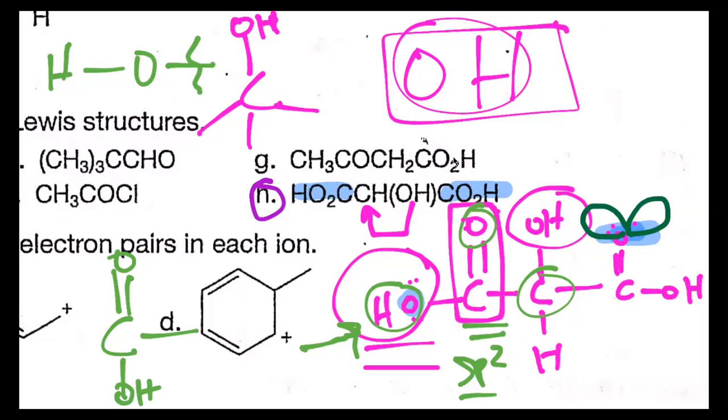So how many groups does it have around it? 3. It's got the 2 lone pairs, and then it's got carbon down here. Is that right? So 1, 2, 3 groups. So what's the hybridization state on oxygen?